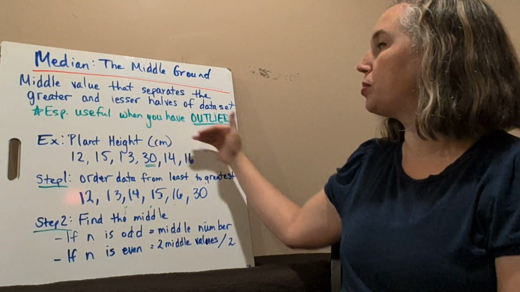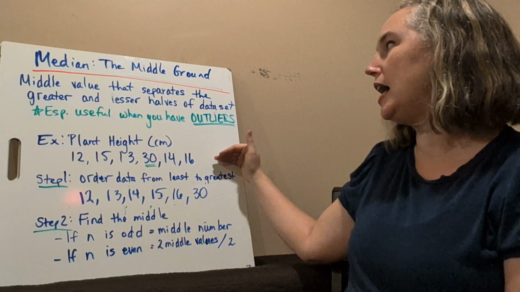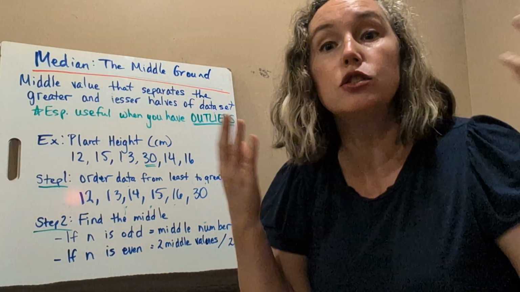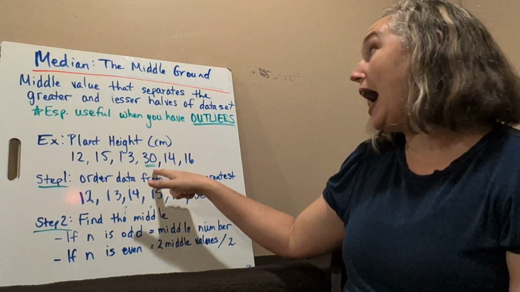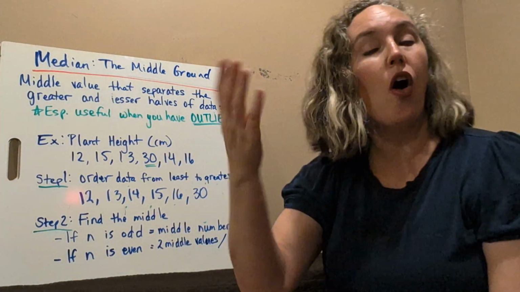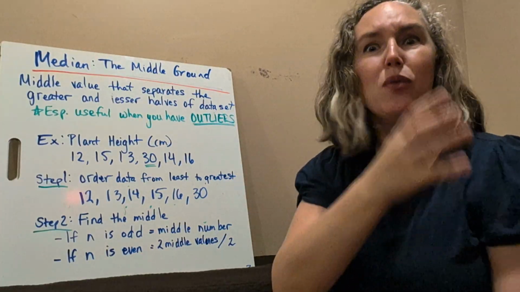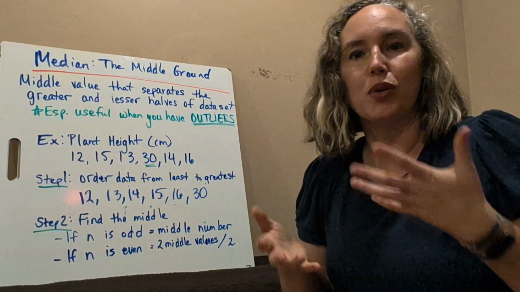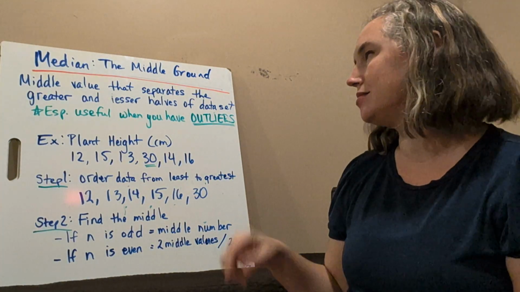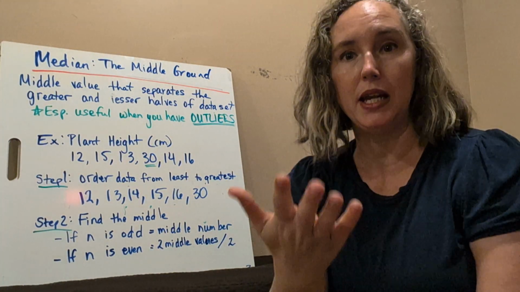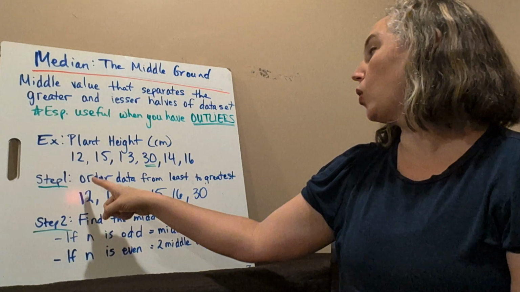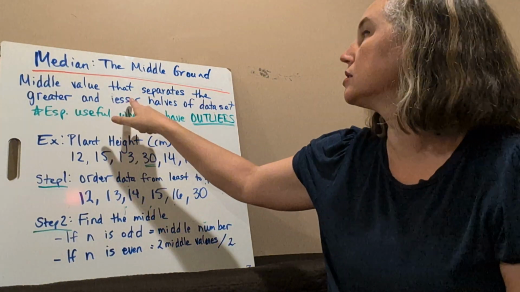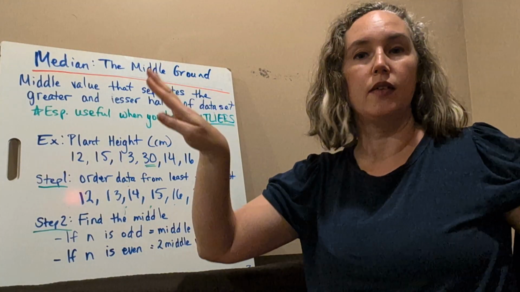So let's take our same plant height data set and add one that grew 30 centimeters in 2 weeks. That is almost twice the mean. That would throw off the mean and make it much higher and not really representative of the data set. So how do I find the median? First, you're going to order your data from least to greatest. It tells us our lesser and greater halves.